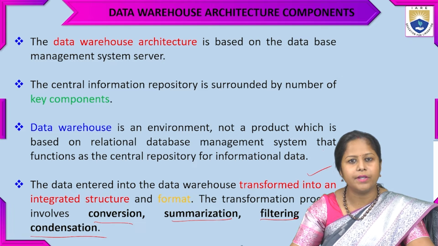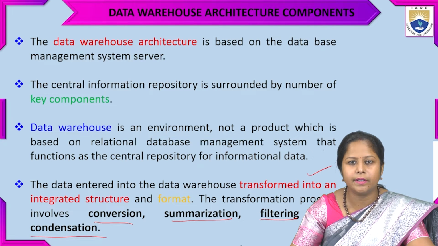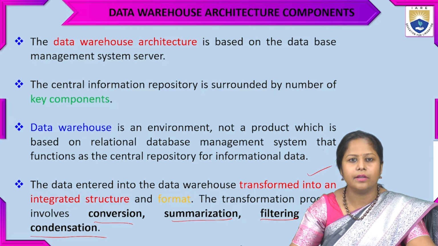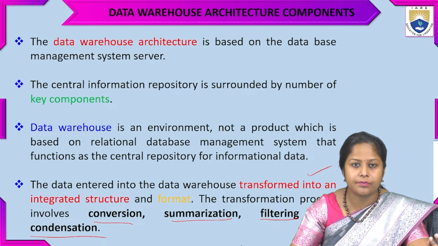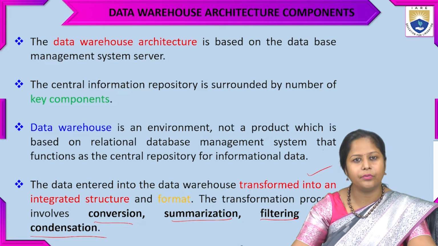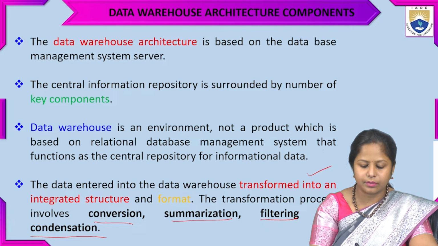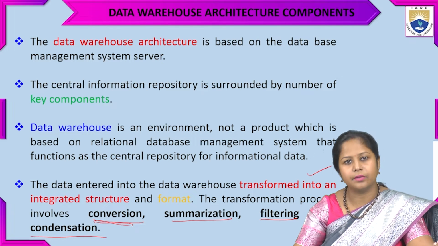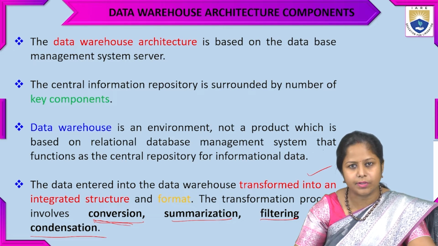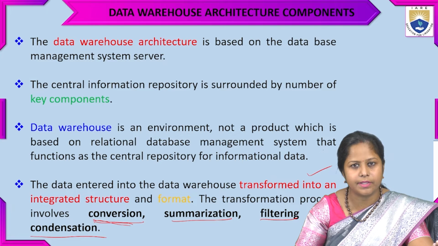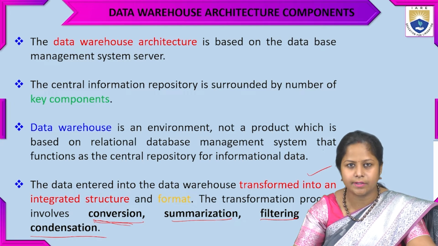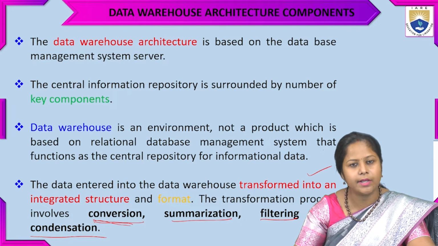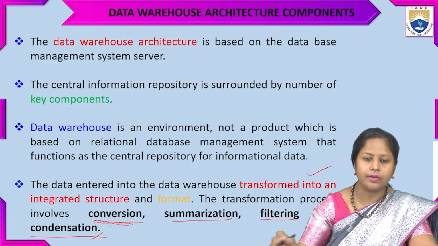So first we have to fetch the data and process that data, and after that, while we transform the data, these are the four things the data will go through. The first is conversion, second is summarization of data, third is filtering of data, and fourth is condensation of data.